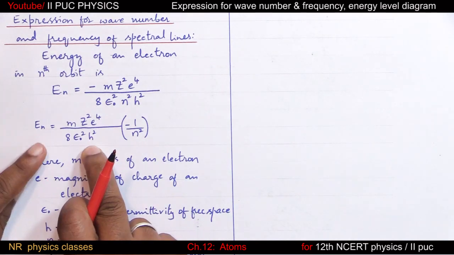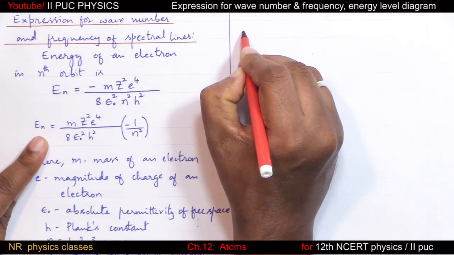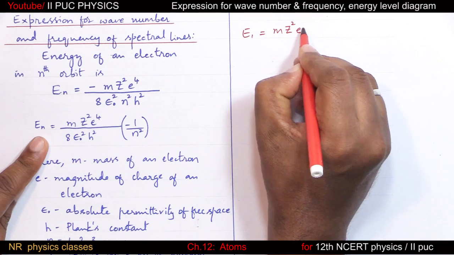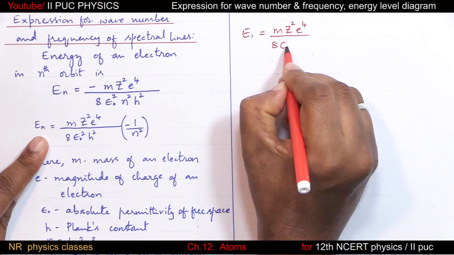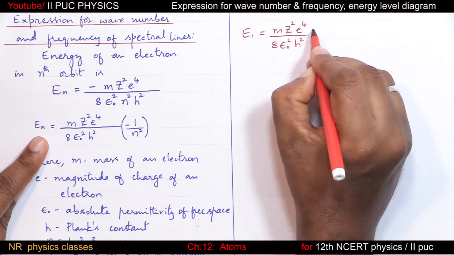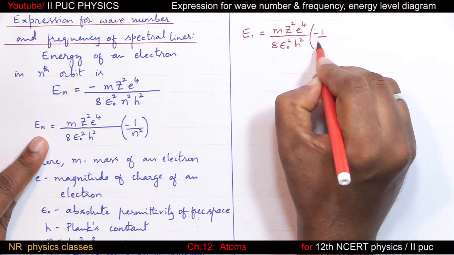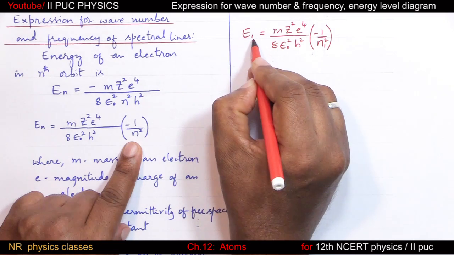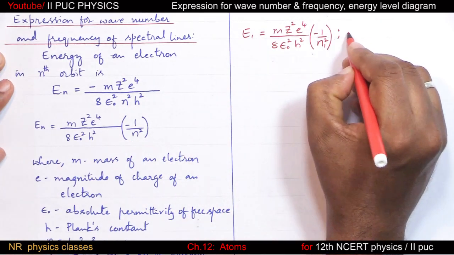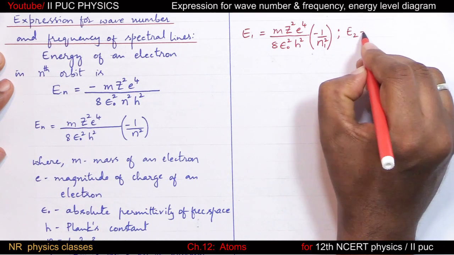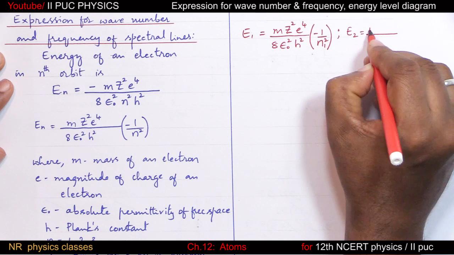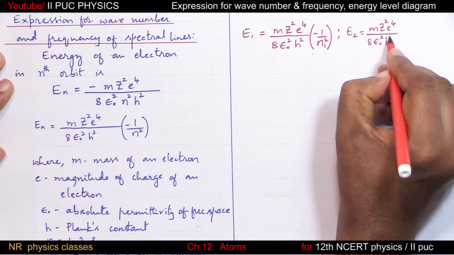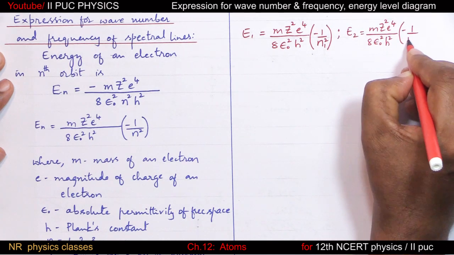Now, energy in first orbit E1 is equal to m z square e to the power of 4 by 8 epsilon naught square h square into minus 1 by n1 square. There is n square here, n1 corresponding to E1, and E2 is equal to the same thing, m z square e to the power of 4 by 8 epsilon naught square h square into minus 1 by n2 square.